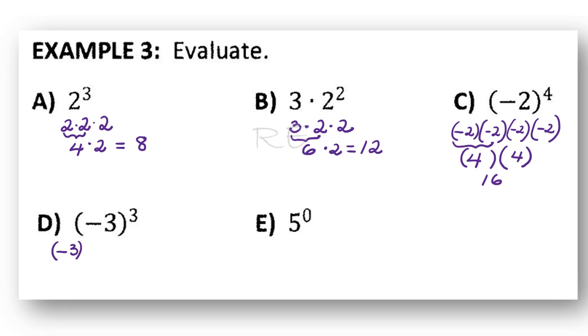-3 between parentheses cubed is -3 times -3 times -3, 3 times. -3 times -3 is positive 9, times -3. A negative times a positive is a negative. 3 times 9 is 27. And any number to the 0 is 1. So 5 to the 0 is 1.